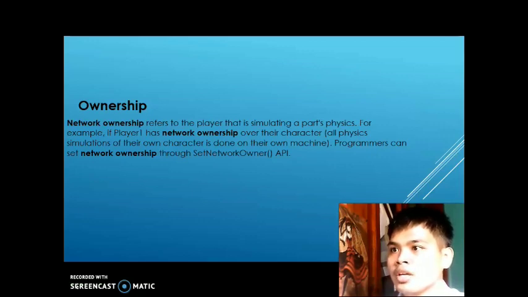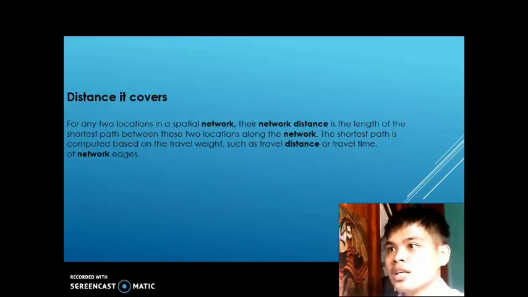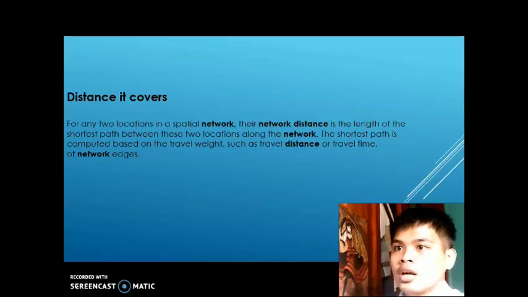Ownership. Network ownership refers to the player that is simulating a part's physics. For example, if player 1 has network ownership over their character, all physics simulation of their own character is done on their own machine. Programmers can set network ownership through the SetNetworkOwner API.